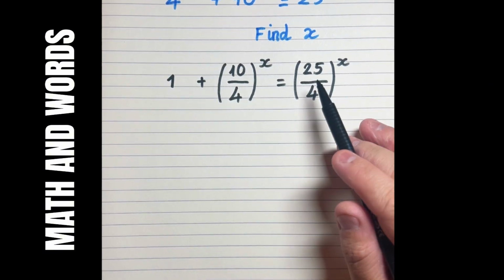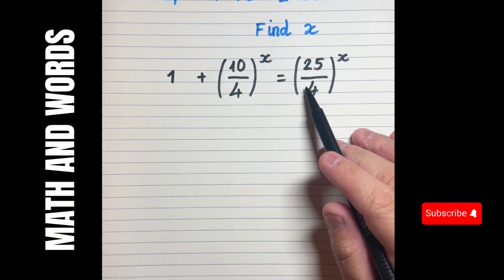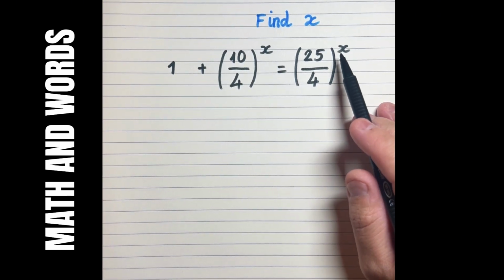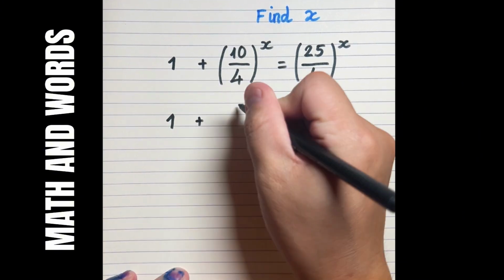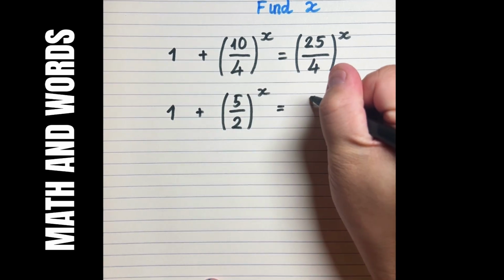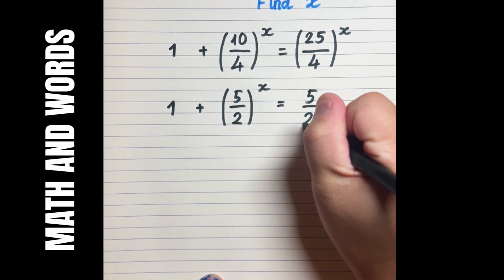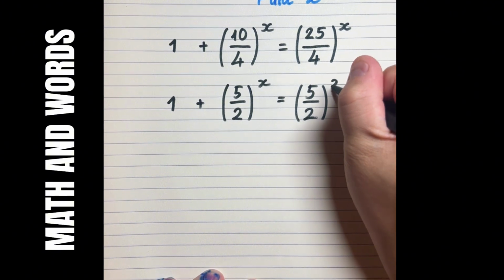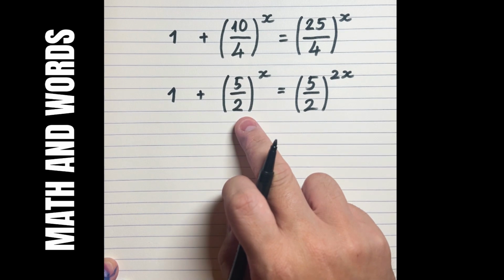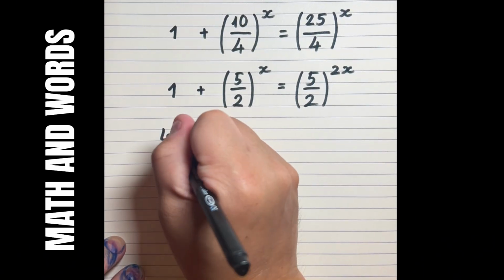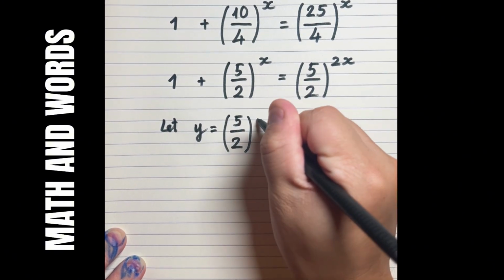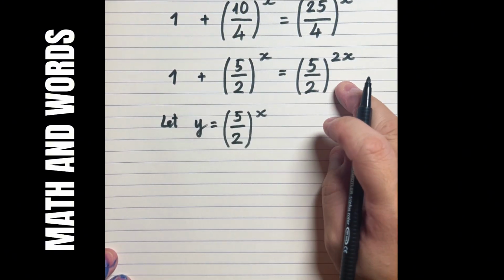Over here, I see 25 is 5 squared and 4 is 2 squared, and then I take the square outside to become 2x. Now I have 1 plus (5/2) to the power of x equals (5/2) to the power of 2x. I have a quadratic equation over here. I'm just going to let y equal (5/2) to the power of x, and then I sub it back into these equations.